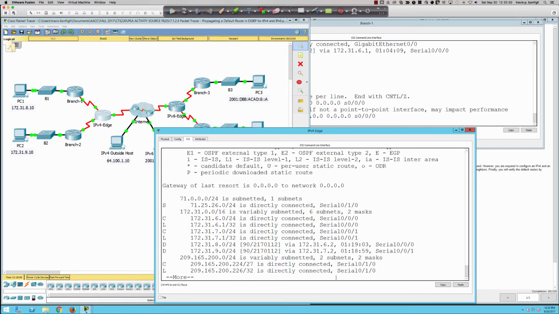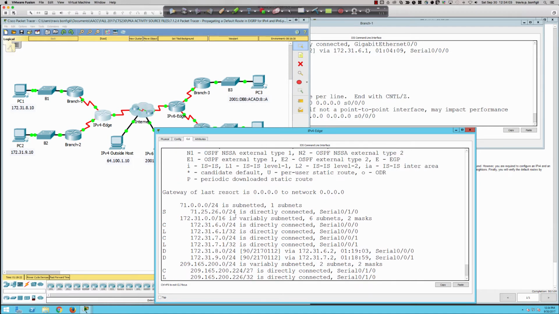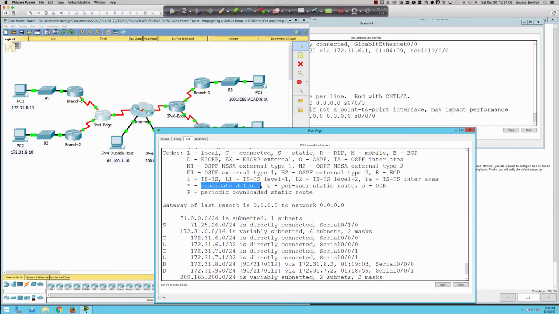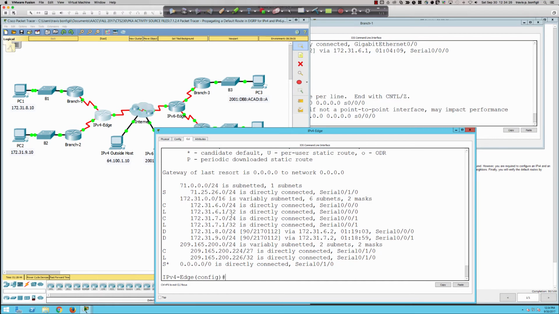Because if I do show IP route, now take a look. The gateway of last resort is set because we created the default static route. And here it is right here. And you can see we've got that little asterisk there, which if I roll up, you can see candidate default. And it's a static. It says directly connected to serial 0/1/0. But what do you also see up here? You see the bogus static entry, because there is no network in this activity. That's 71.25.26.